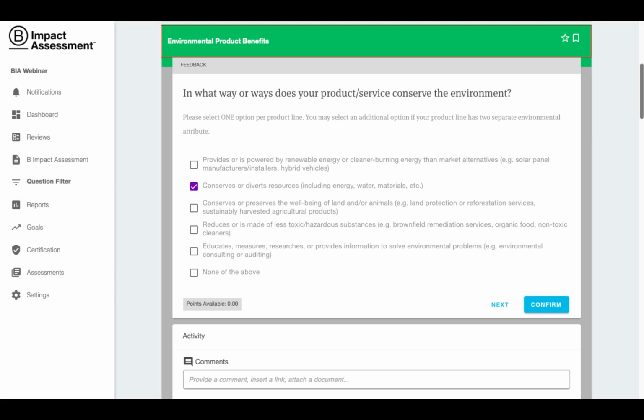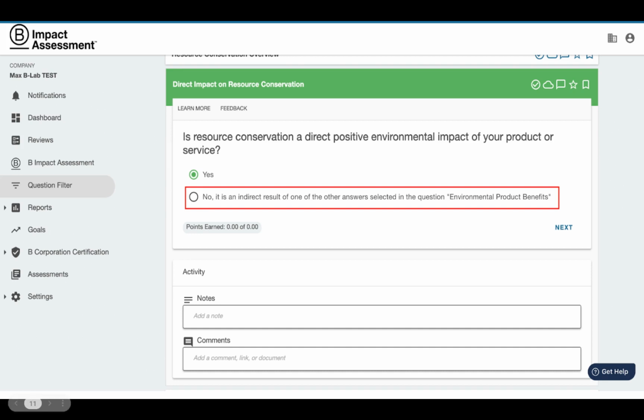Please note that most B Corps have only 1 or 2 impact business models. For this example, this company here is a business that diverts resources from a landfill as they use recycled materials in their products. So they have selected the conserves or diverts resources in the gating question here. Selecting this answer option will open up another gating question to confirm that your company should indeed be opted into the resource conservation IBM.